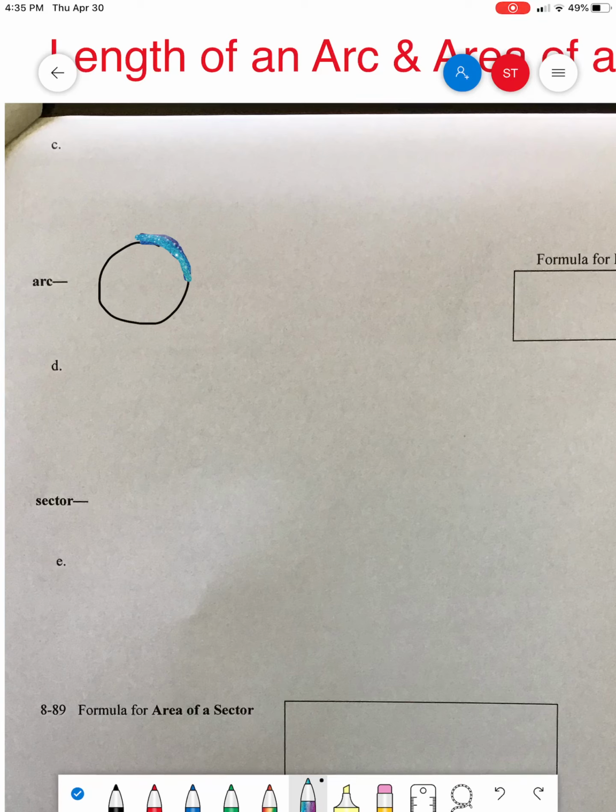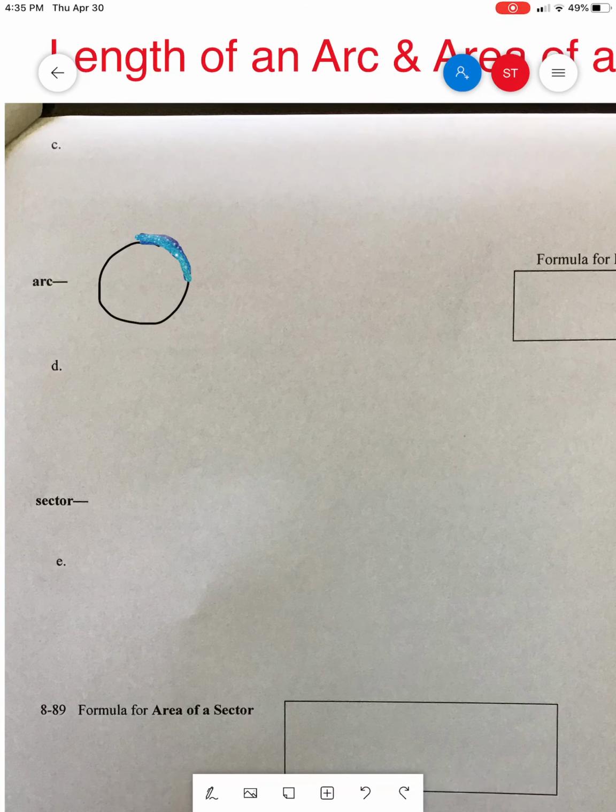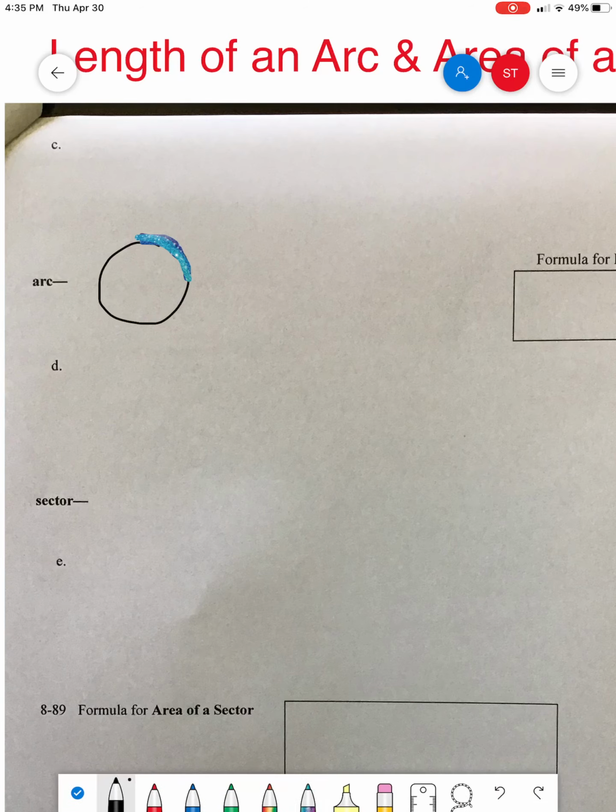Okay. Now, since I'm here, may as well show you what a sector is. So there's another circle, and then I'll do a sector, which is part of the circle. So we can kind of shade that in. This would be, ooh, multicolor. Ooh, look at that. It's magic. That would be a sector.